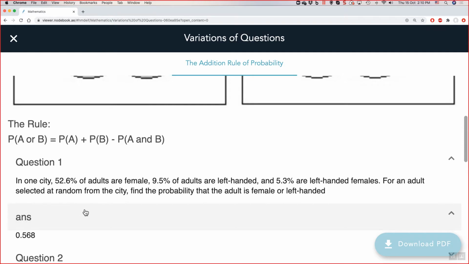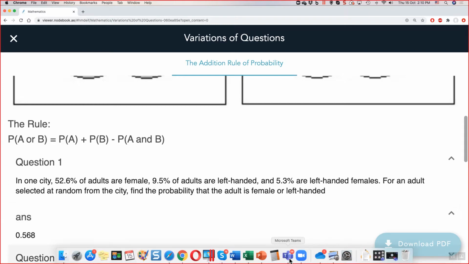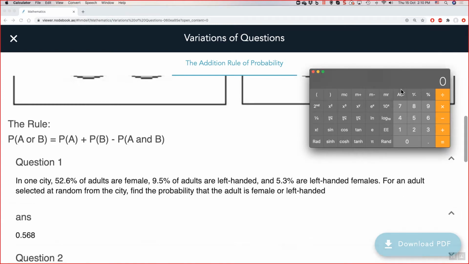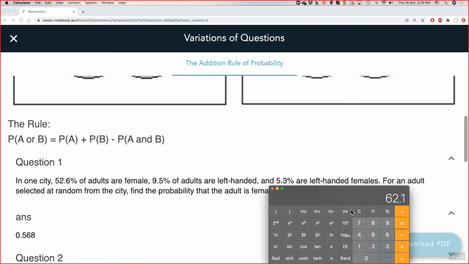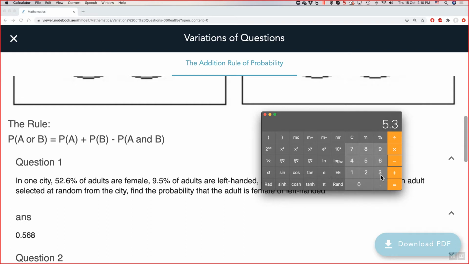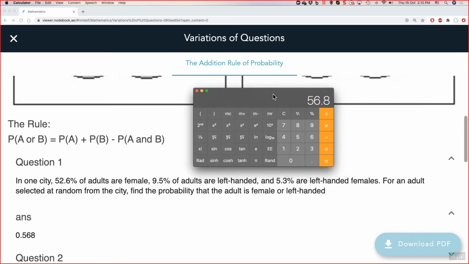Okay, so if you look at the answer, I just have the final answer here. I didn't actually do the steps, but I can open my calculator and show you how this is done. I'm going to say here 52.6 plus 9.5 minus 5.3, which is the and. This will give me 56.8%, and if you divide it by 100, this will give you the ratio. So the ratio is 0.568, and I'm writing the answer here as a ratio because usually probabilities are given as ratios.